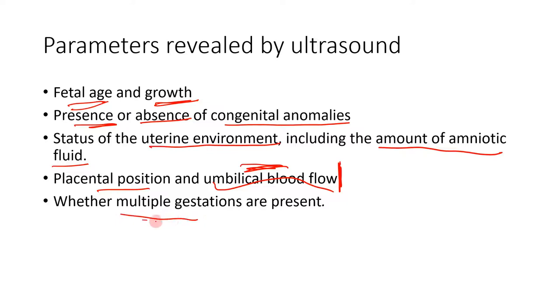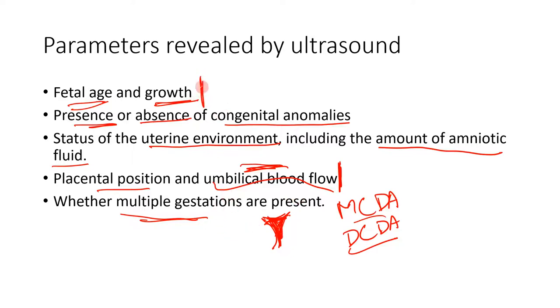And also multiple gestations. Do you remember we said about MCDA, monochorionic diamniotic, dichorionic diamniotic? These all have specific patterns in ultrasound. The chorion, specific signatures will be seen. The region where one chorion will meet with another, one amniotic sac will meet with another amniotic sac, that will create a specific pattern. So all these things you will learn in detail in ultrasound. So these are all important.